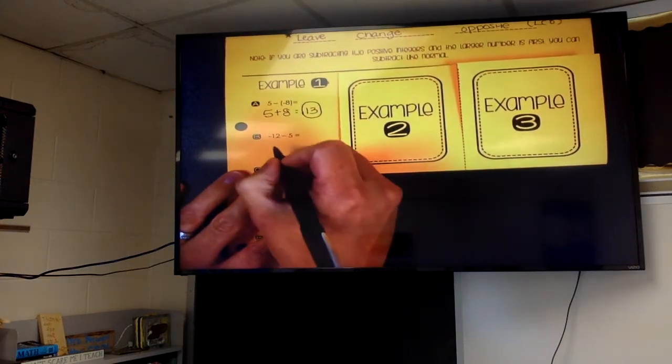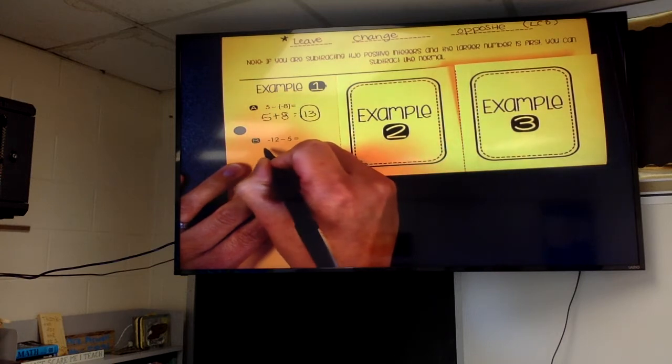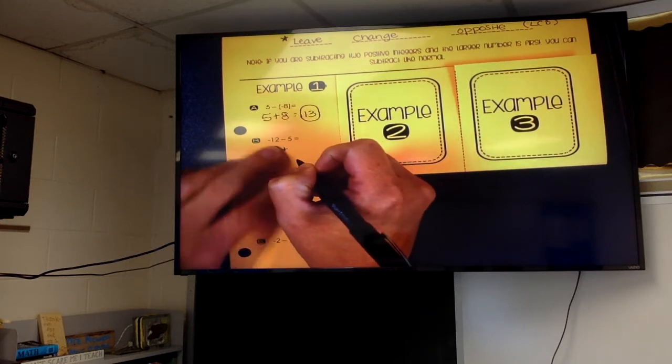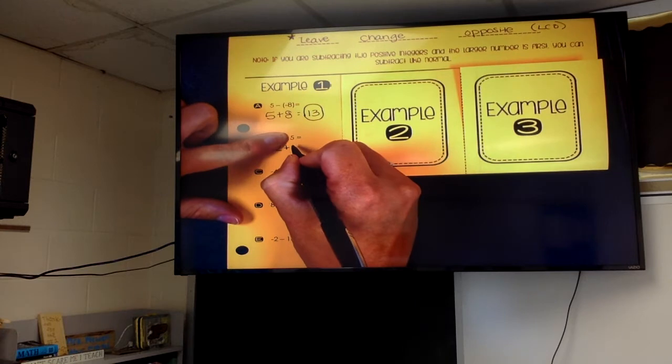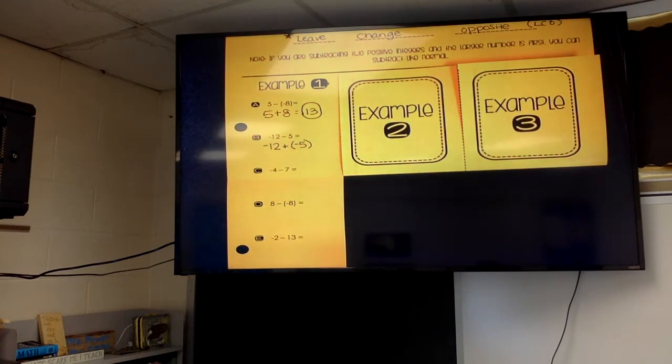So B on here, negative 12 minus 5. I'm going to use my additive inverse, my LCO. I'm going to leave the negative 12. I'm going to change the subtraction to addition. And right now this is a positive 5, and I'm going to make it a negative 5. So now it says negative 12 plus negative 5. And this is why yesterday I told you it was super important to learn our adding integers rule. Because when you're subtracting, you're actually adding. So you have to know those rules.